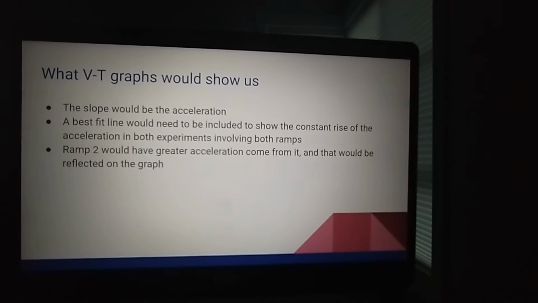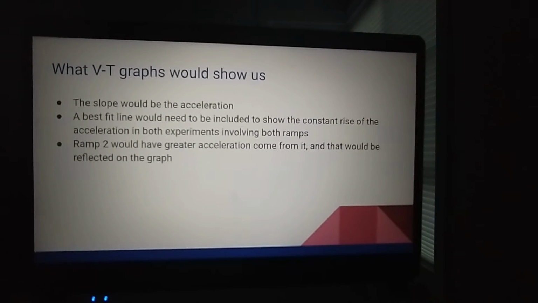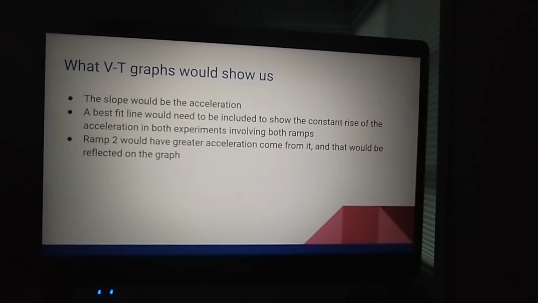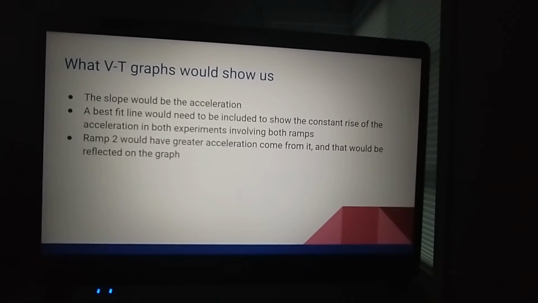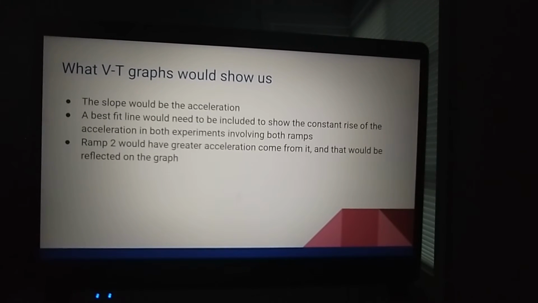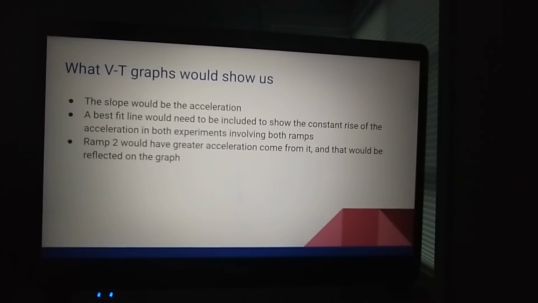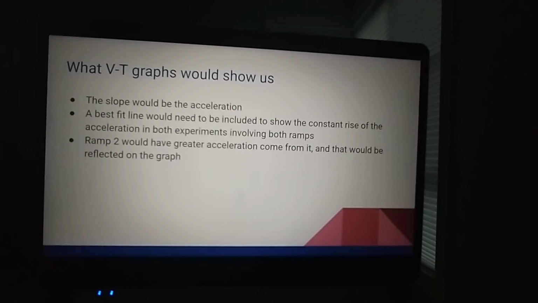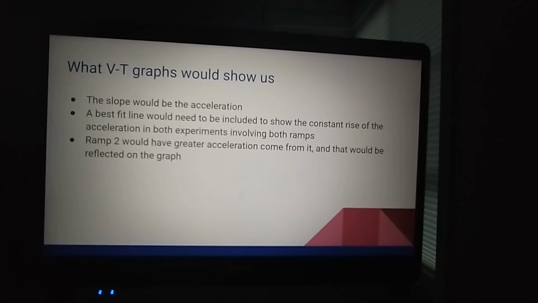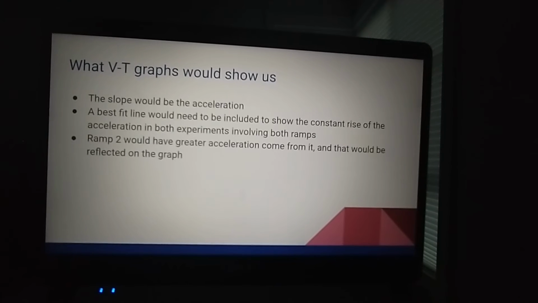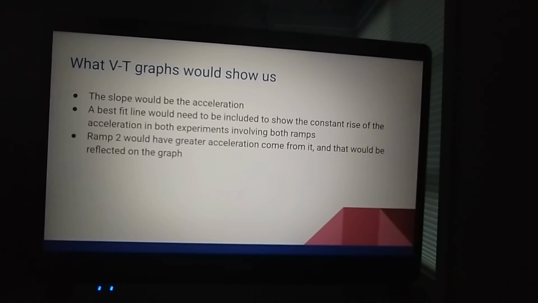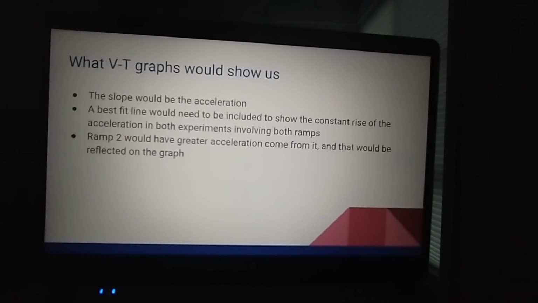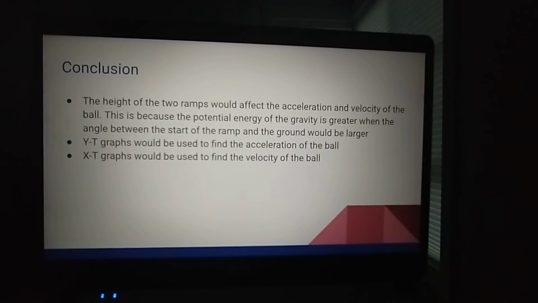Alternatively, VT graphs would show us this. The slope on the graph would be the acceleration. A best fit line would need to be included to show the constant rise of the acceleration in both experiments involving both ramps. Ramp 2 would have greater acceleration come from it, and that would be reflected on the graph, due to ramp 2 again being higher off the ground than the other ramp.